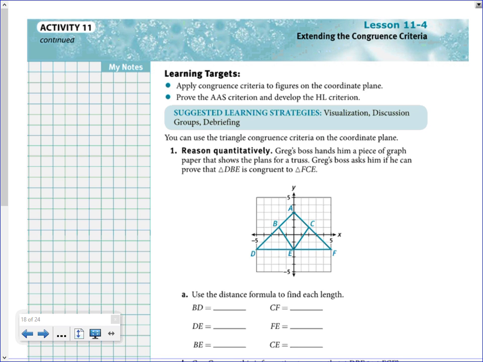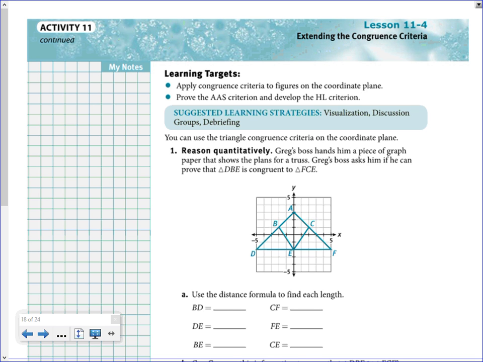All right, so today we are going to be looking at lesson 11.4. We're going to be looking at our angle side triangle congruence, and then we're actually going to look at a new triangle congruence. So Greg's boss is going to hand him a piece of graph paper, and it shows the plans for the trusses that we have been looking at building. He is wanting to find out if he can prove that triangle DBE is congruent to triangle FCE.